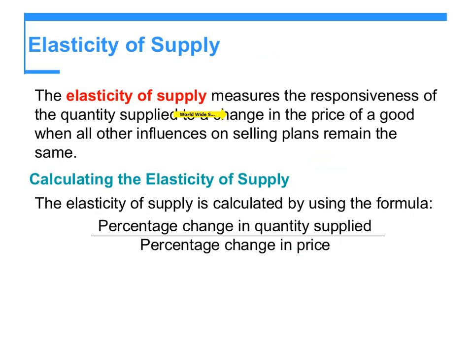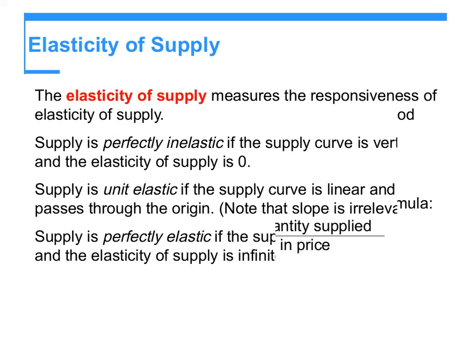Okay. The elasticity of supply is calculated by using this formula: percentage change in quantity supplied divided by percentage change in price. If you remember how we calculated this for demand, we said the change in demand divided by the average demand, divided by the percent change in price divided by the average price. And it was giving us a ratio, and that ratio showed whether demand is elastic or inelastic. Let's see how it goes for supply.